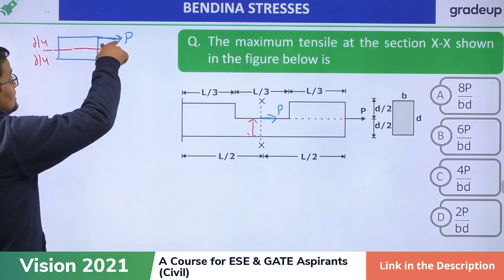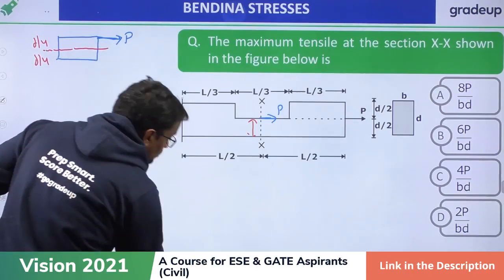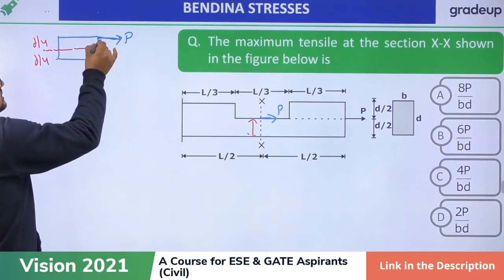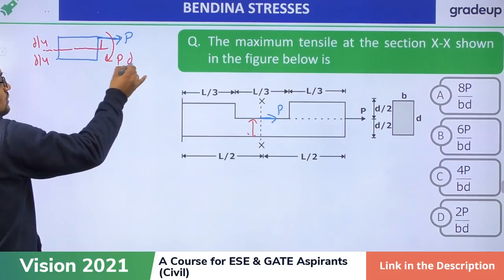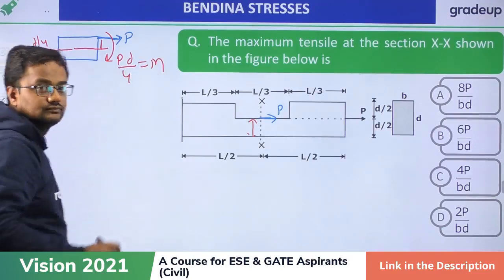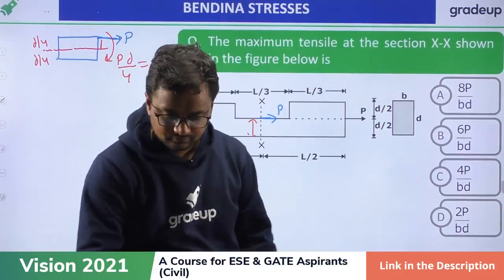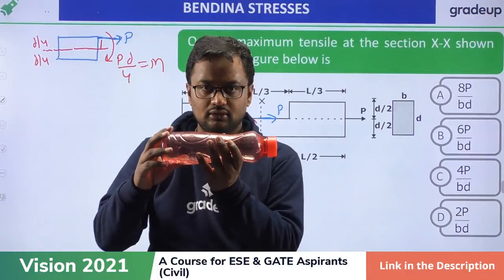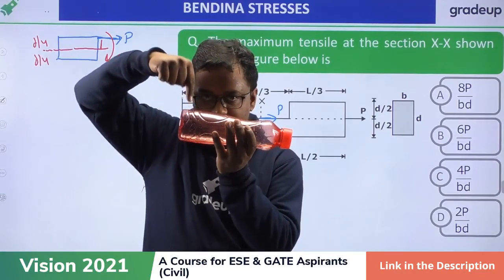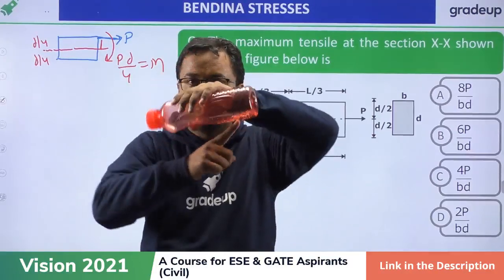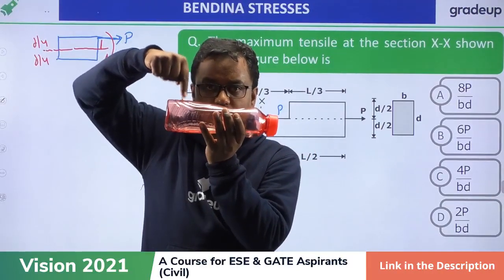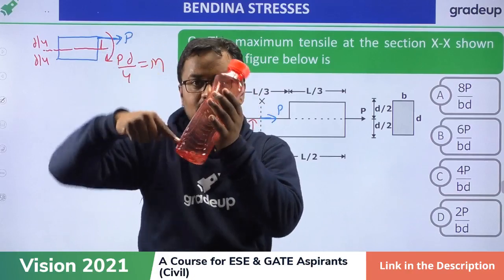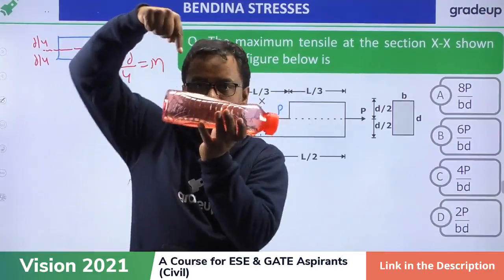So if I calculate this P, there is a moment also about this. This distance is D by 4. So this moment is how much? P into D by 4. This is moment also. See, on this body, if I apply a P force here, then there will be a moment also. If I apply a P force on this body, then this body will rotate also.